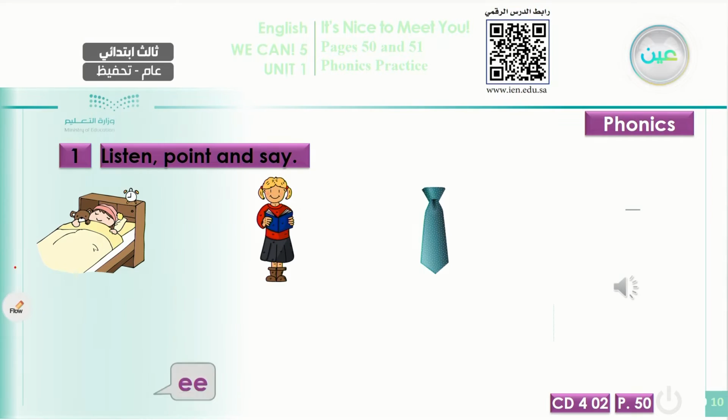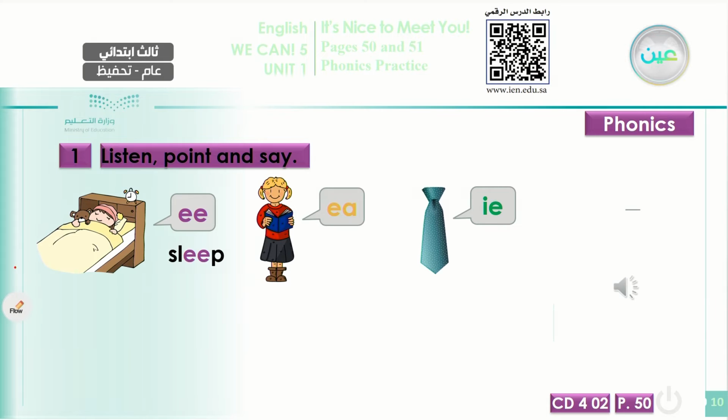Okay, so here we have the long E, we have double E. Okay, we can say E also. Also, the EA can pronounce the same, but IE is pronounced differently. How can you pronounce it? We can say sleep, we can say read, and we can say tie. Okay, let's listen to your colleague reading these three words.